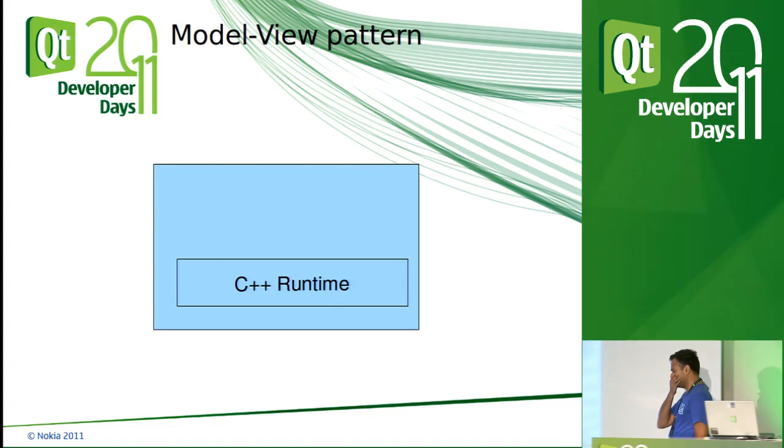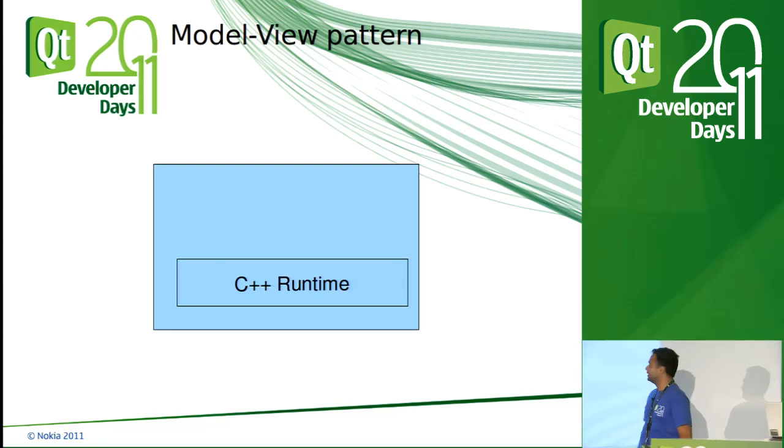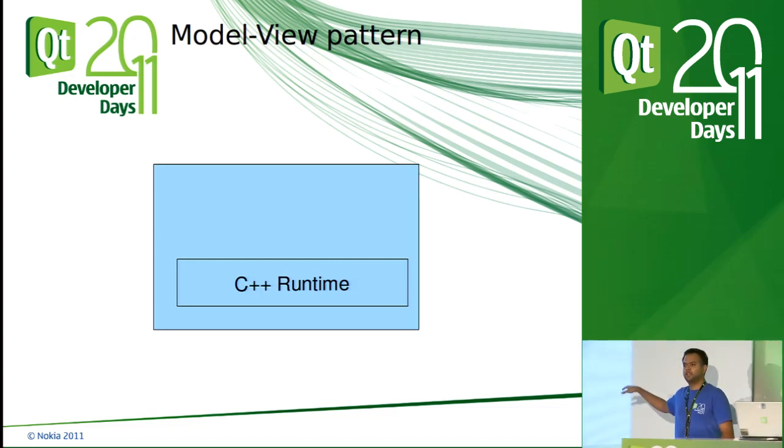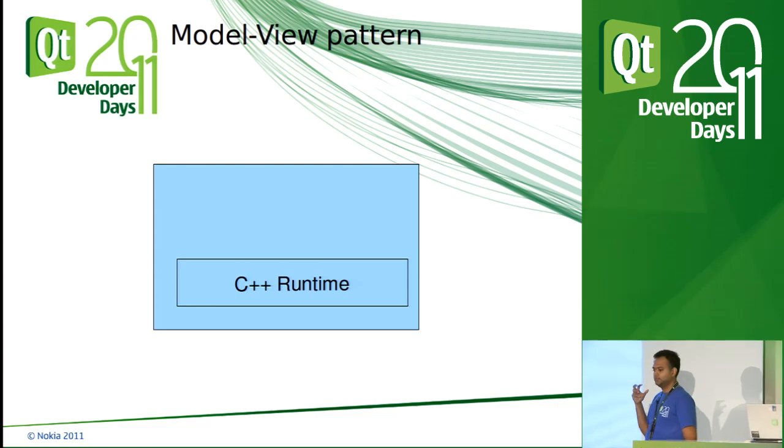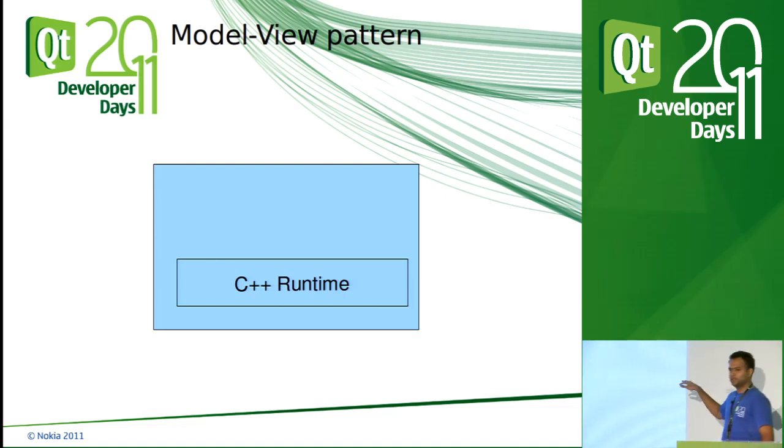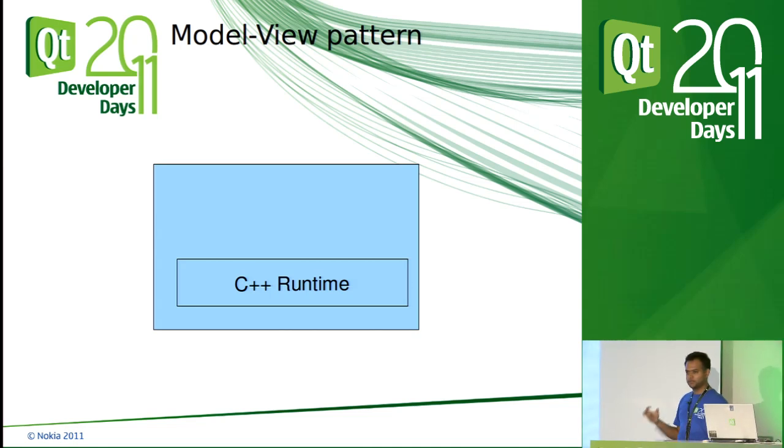So the pattern I'm going to introduce to you guys is the model view pattern. This should be known to pretty much any programmer today. I want you to think of the C++ as the runtime, as a provider of services. You can even take it further and think of it as something like the operating system. And the operating system provides system calls for your applications, right? So think of the C++ runtime backend as a provider of services, system calls.